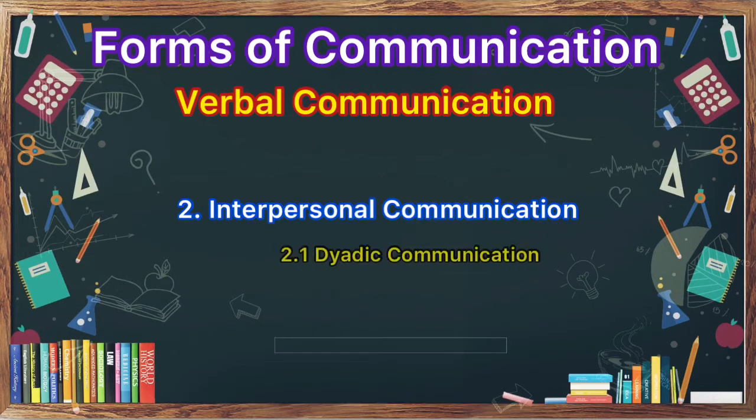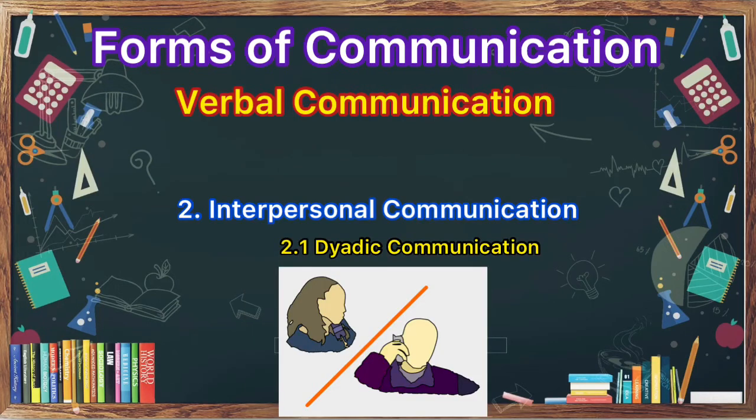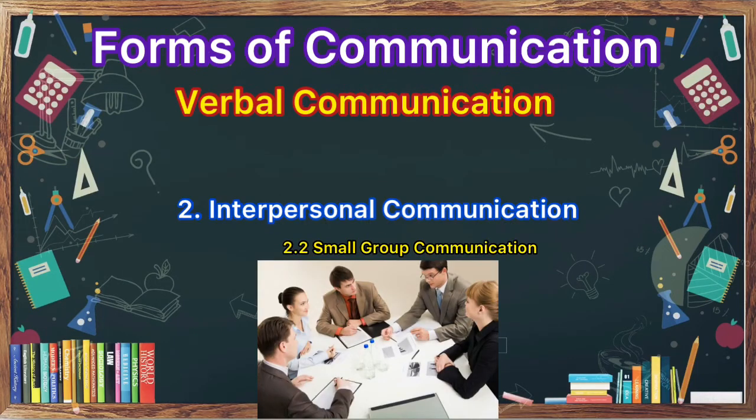First, dyadic communication. It involves the sharing of ideas or information between two persons who alternate as speaker and listener. Example is telephone conversation. Second, small group communication. It is a collaborative and systematic sharing of ideas and information among 3 to 8 persons in order to reach a consensus or common solution to a problem or to obtain facts. Example, committee meeting or board meeting.